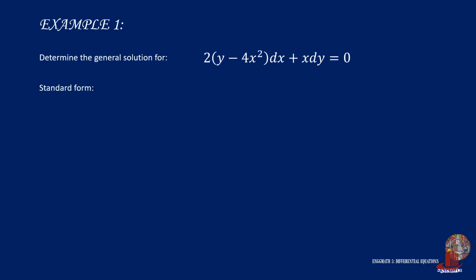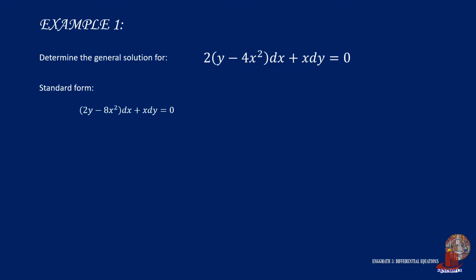Here is the first example with the differential equation 2 times the quantity of y minus 4x squared multiplied by dx plus x times dy is equal to 0. The first step is to check on which derivative the equation is linear with.